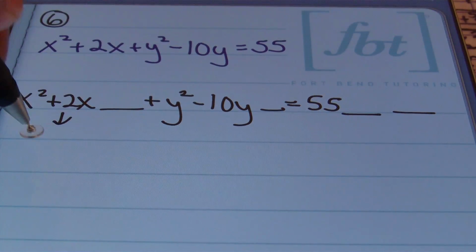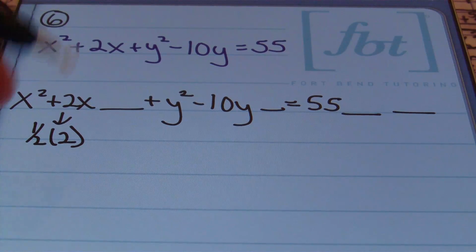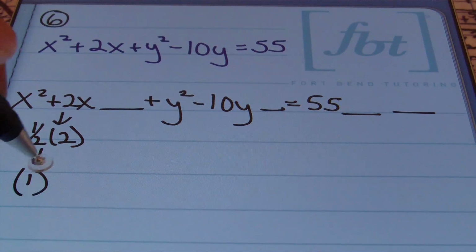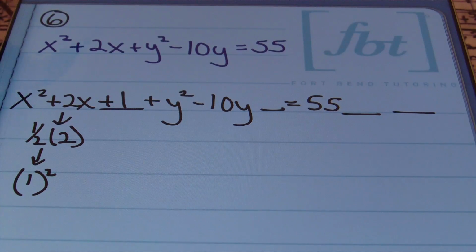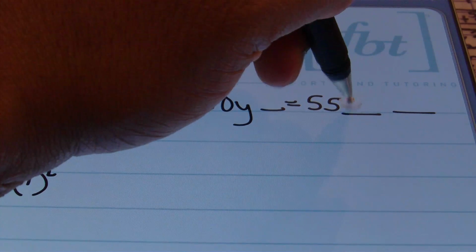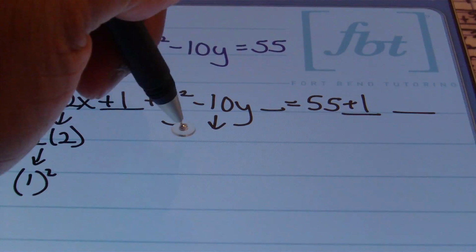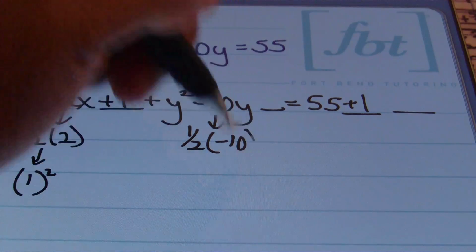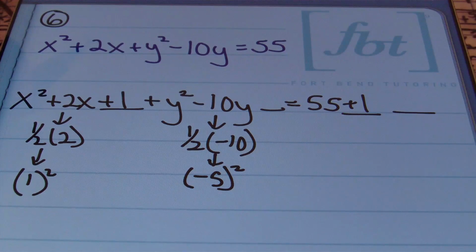So that process, once again, is taking half of the middle term's coefficient. So in this case, I'm taking half of positive 2. Well, half of 2 is 1, right? And then you want to square that value. So 1 squared is just 1. That means I'll be adding 1 to the right side of the equal sign as well. Like so. Next, we'll be taking half of negative 10, which is our y term's middle coefficient. So taking half of that, you'll have 1/2 times negative 10, which is negative 5. And then squaring negative 5, you get 25.